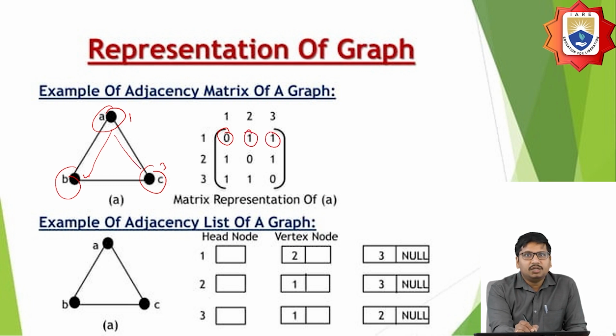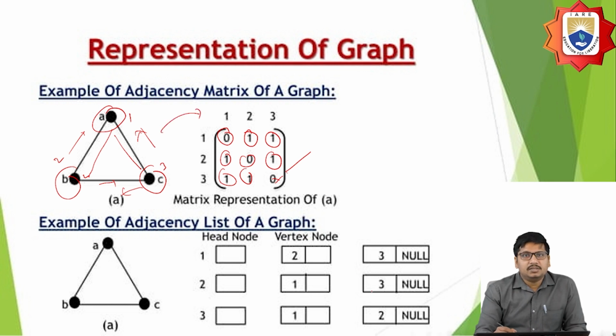Similarly, from 2 to 1 and then 2 to 3, so 1 and 1, and the remaining should be 0. And from 3, I'm going to have 3 to 1 and then 3 to 2, so that's why this should be 1 and this should be 0 here. So this is the way of representing a graph using an adjacency matrix.